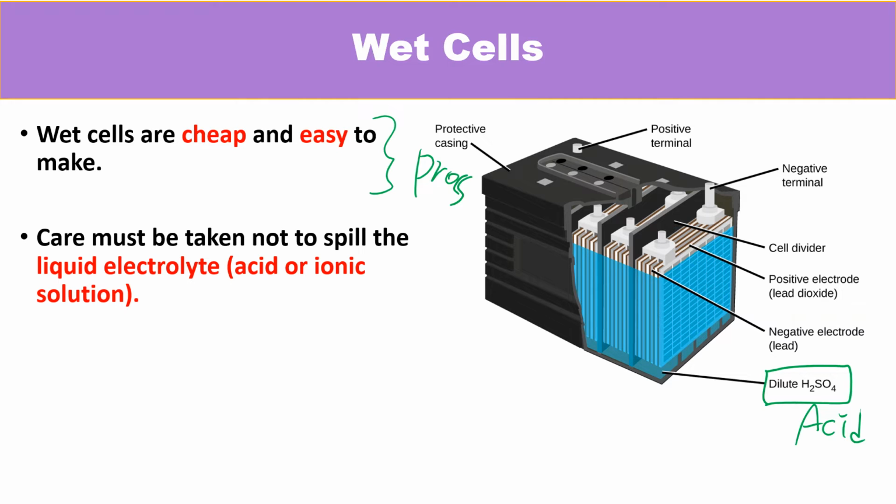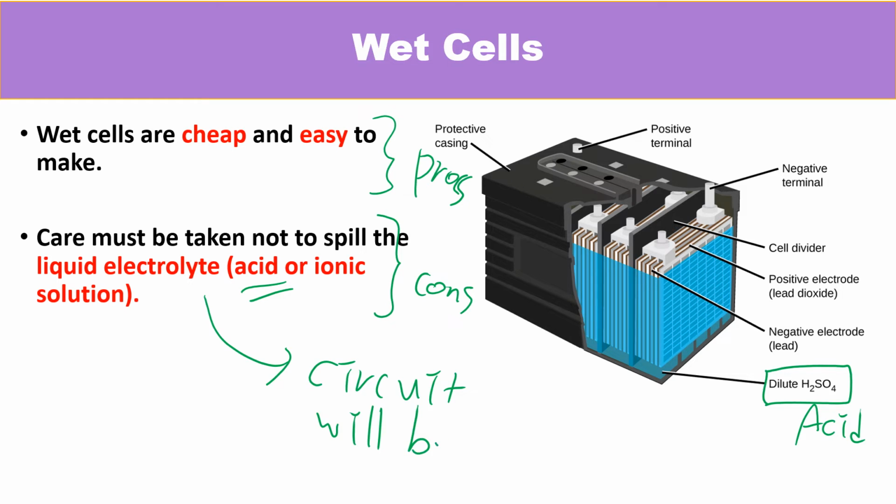We need to really take care of these wet cells because it's going to spill, and if it spills, the ionic solution or acid, if you don't have electrolyte, that means the circuit will be incomplete. Just for the heads up.